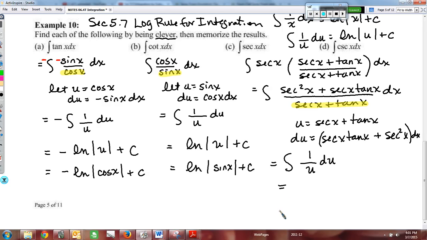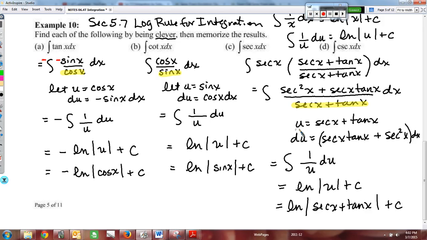And so we can come down here and take our antiderivative, the antiderivative of 1 over u du, natural log, absolute value of u, plus c, natural log, absolute value, put our u back in, secant x plus tangent x plus c. So here we are. The only way, which kind of starts to be interesting, the only way to actually integrate these other trig functions was by being clever and creating a situation where I could use the log rule for integration.